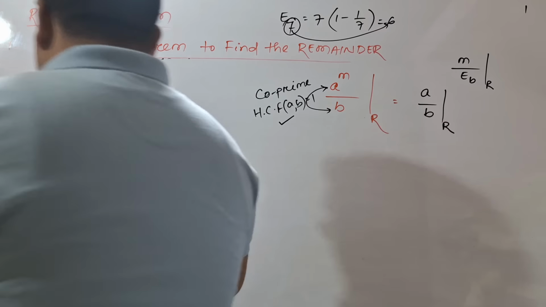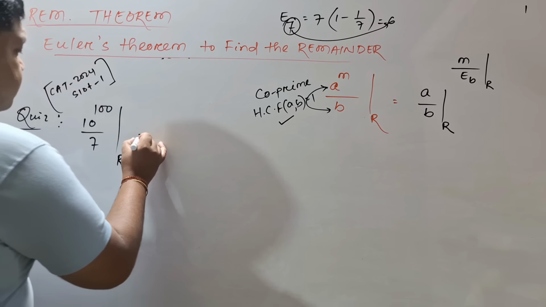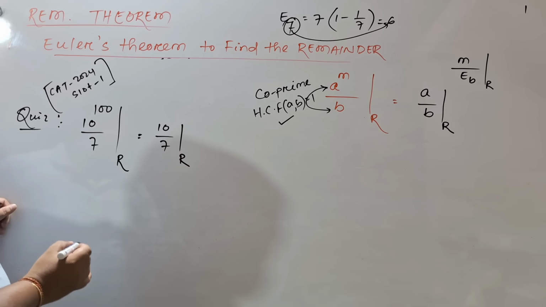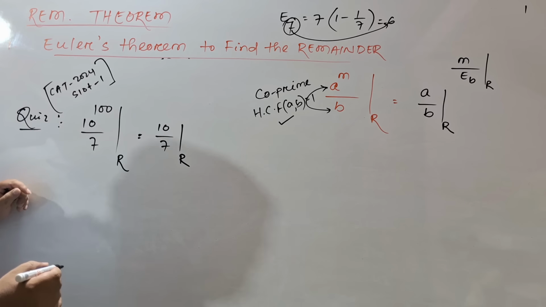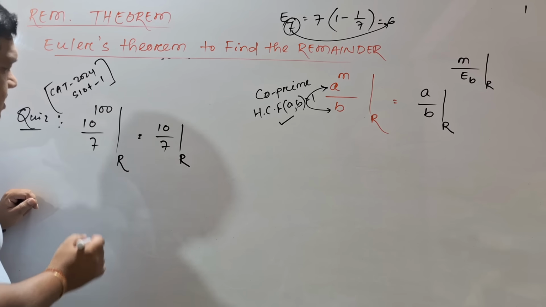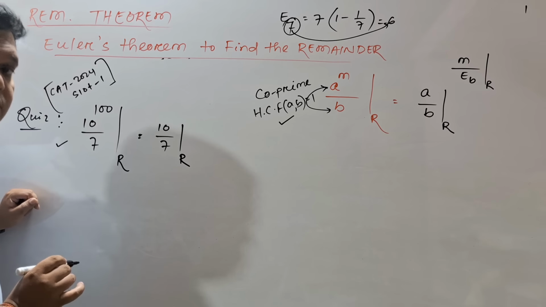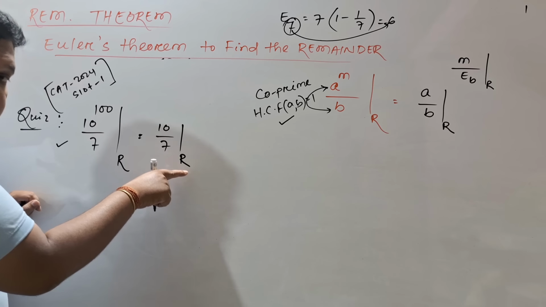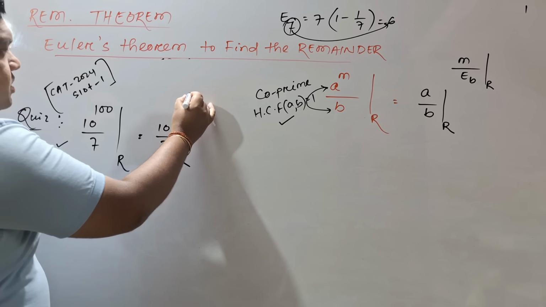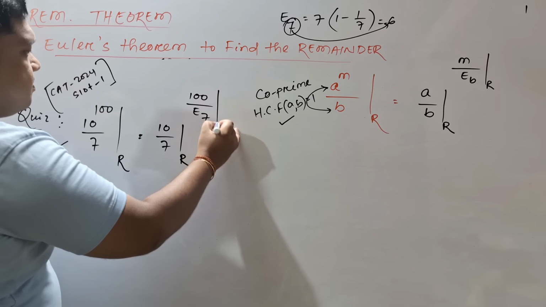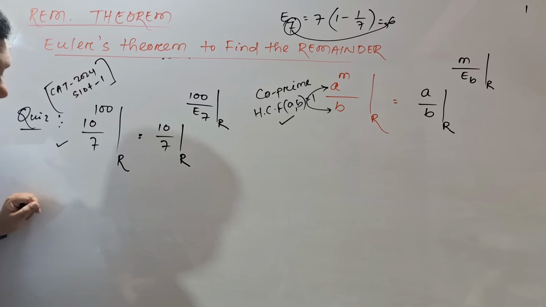So what are the steps? Step number 1, 10 when it is divided by 7, find the remainder. Because these two are co-prime, so you can apply Euler's theorem. One prime, one composite, HCF is 1. Done. So co-prime, so you can apply Euler's theorem. Now step number 1, 10 when it is divided by 7, find the remainder. Step number 2, 100 when it is divided by Euler's number of 7, find the remainder. So two steps are there.